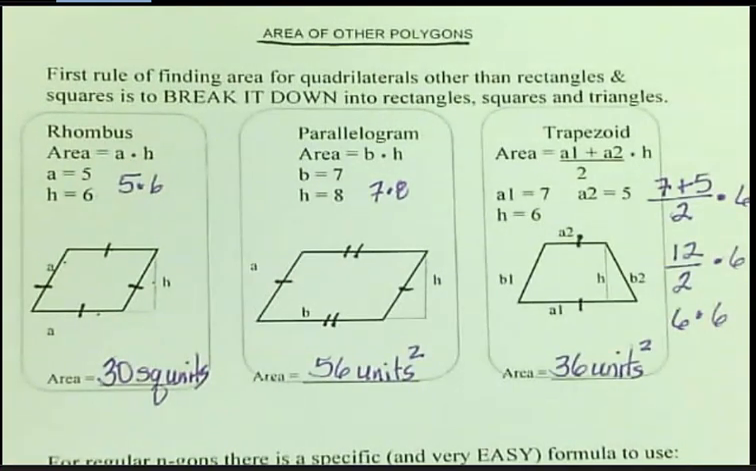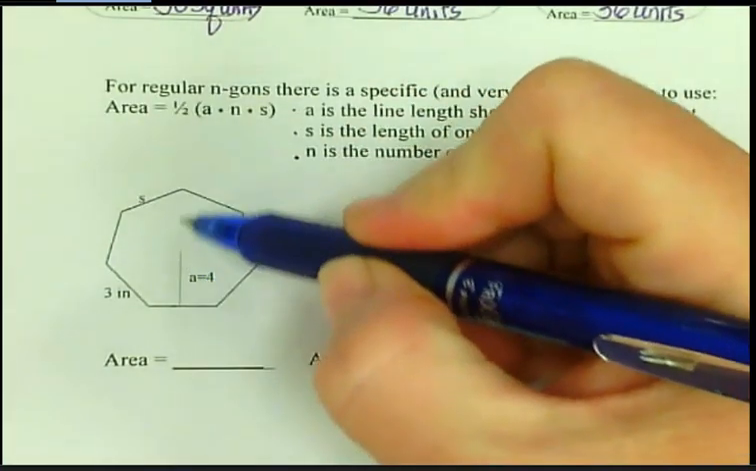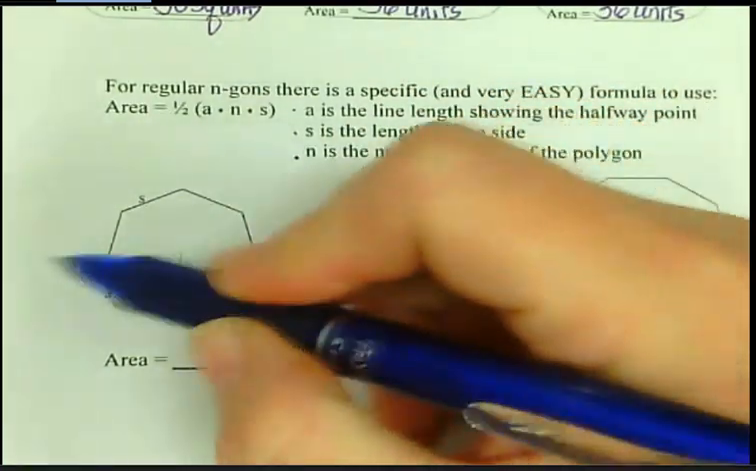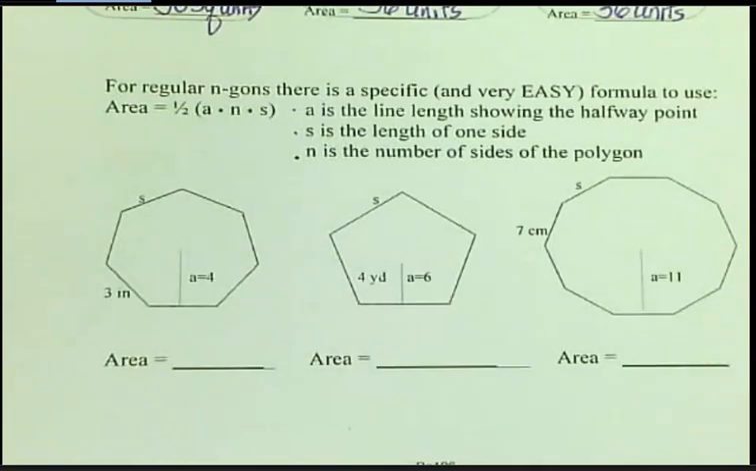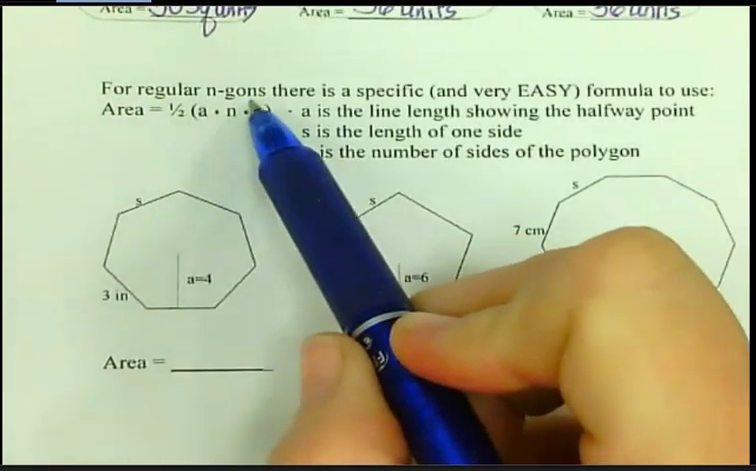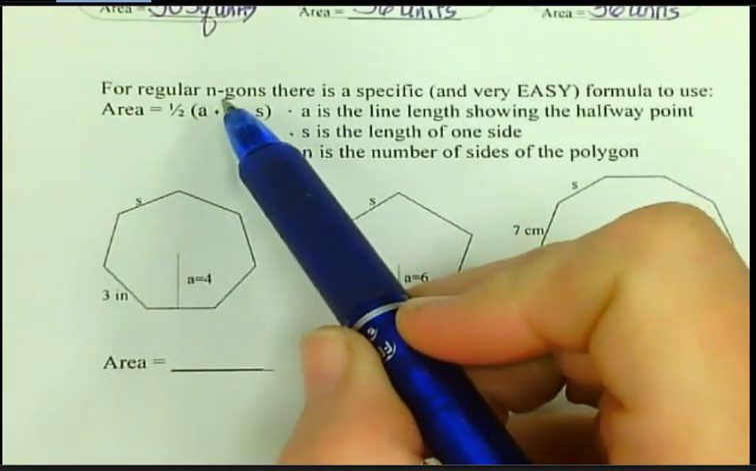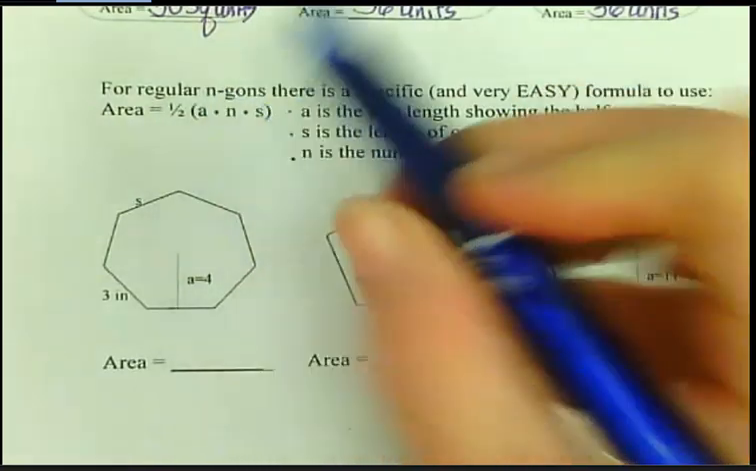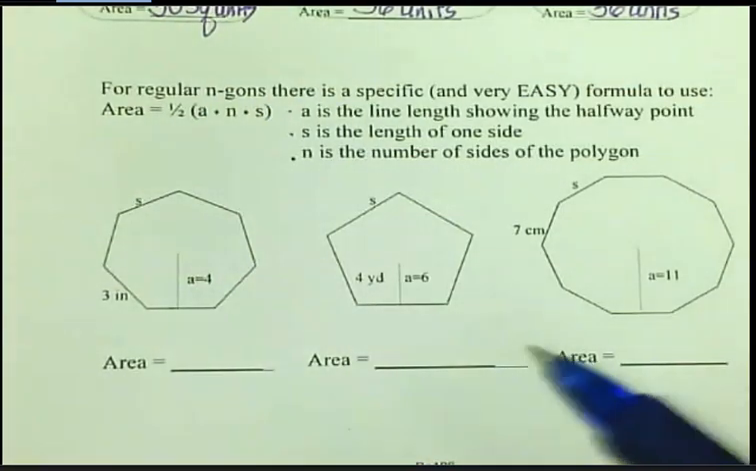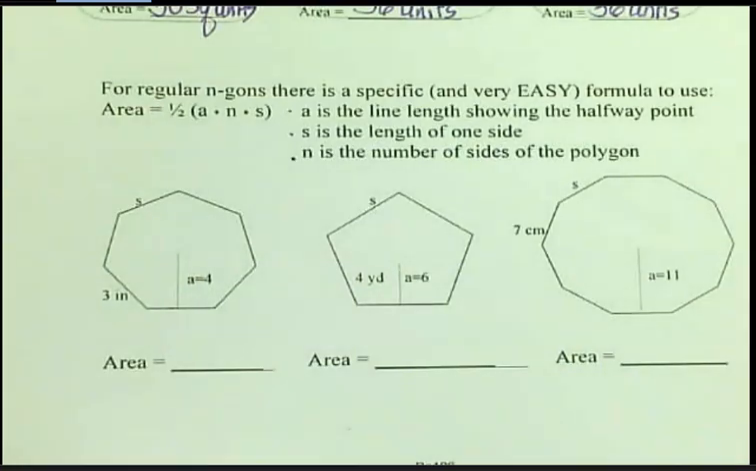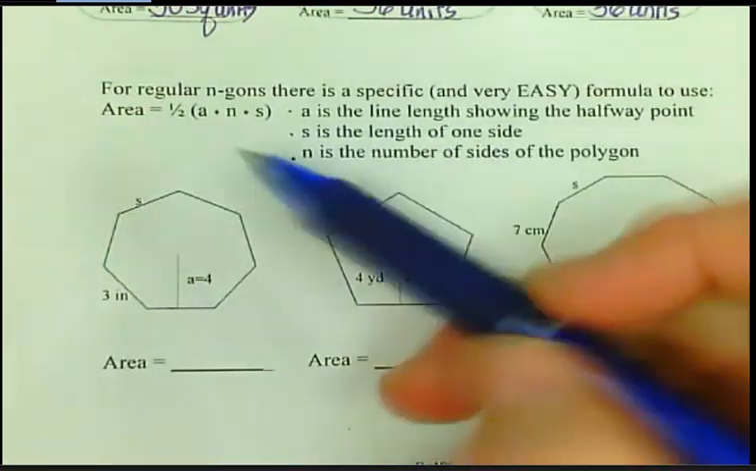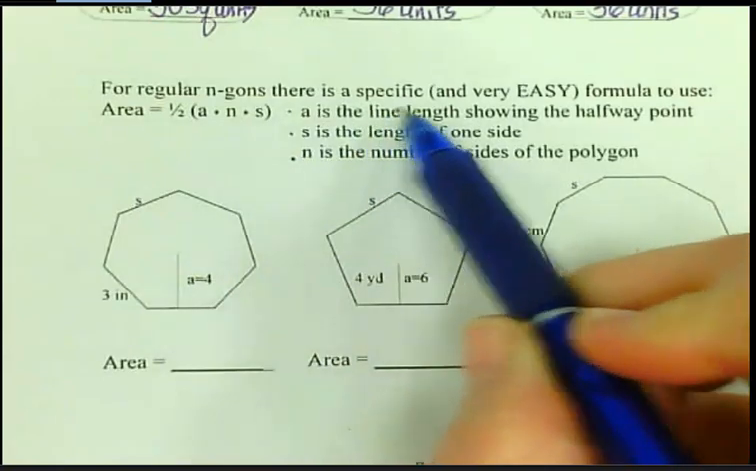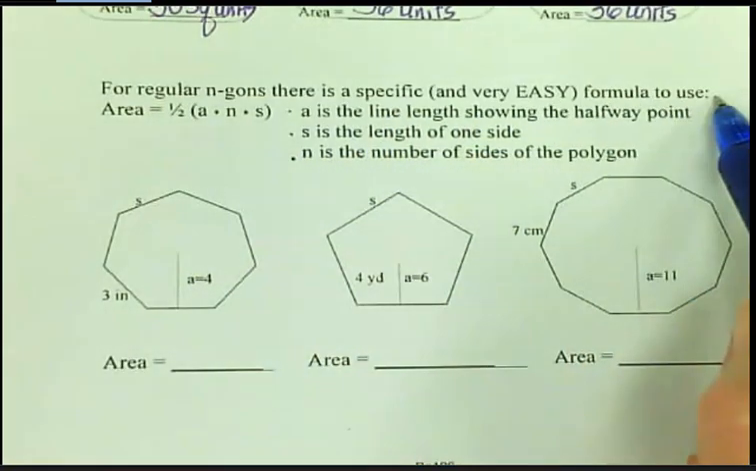Now, what about those polygons? All right, well, we could break it into triangle, triangle, triangle, triangle, and do all those individually. That's just redonkulous. No. So for regular n-gons, I know you're like, what's an n-gon? N meaning whatever, like pentagon, septagon, decagon. Okay, so for regular n-gons, there is a specific and very easy formula to use.